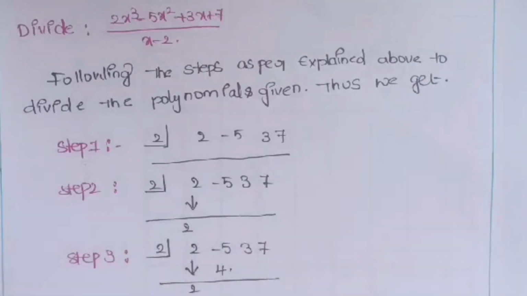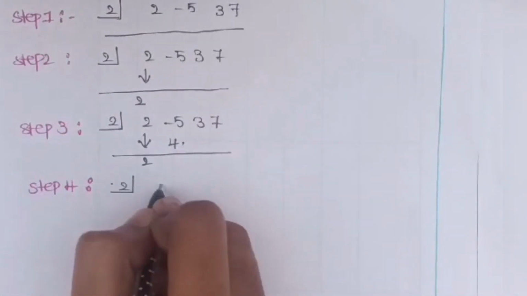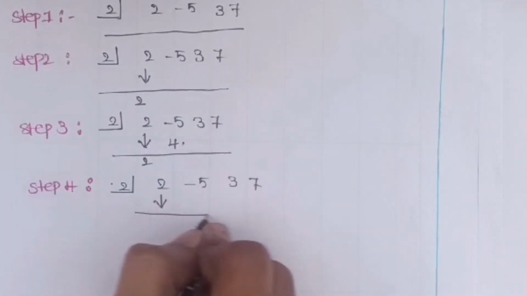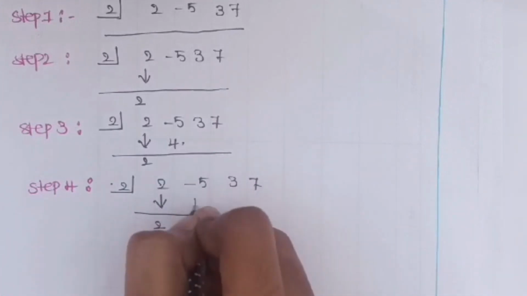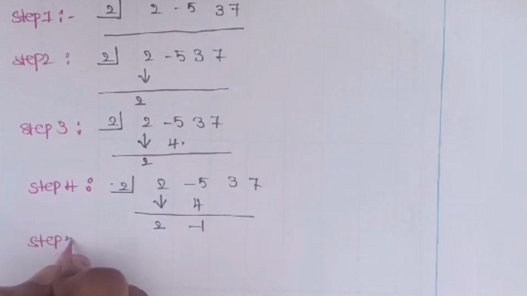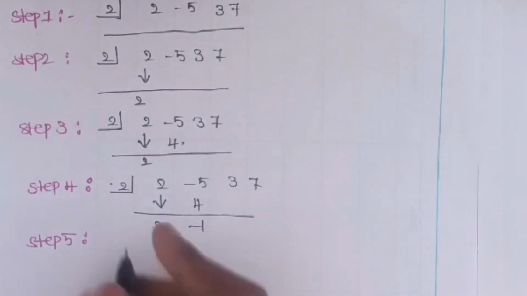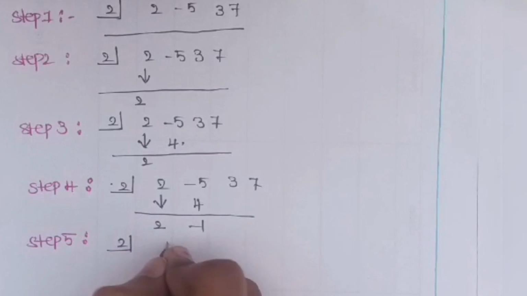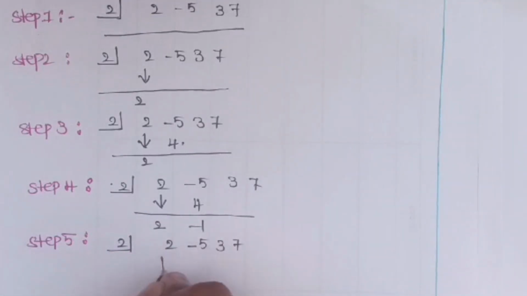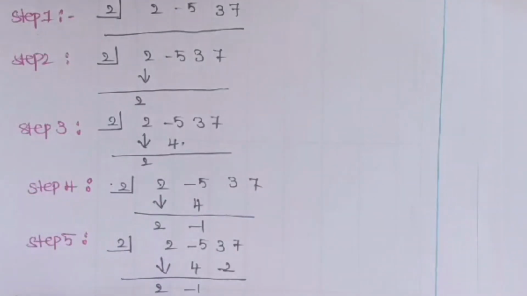In step 1 we had taken all the coefficients. In step 2 we take the same 2 in the bottom. In step 3, the 2 in the divisor times 2 is going to be 4. I take 4 under minus 5, so I'm adding. In step 4, if I add minus 5 and 4, it's going to be minus 1. Like that, the same process continues until we finish. This is the process, and this is called synthetic division.